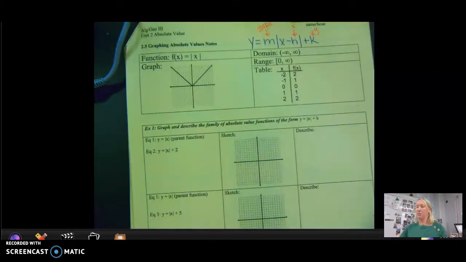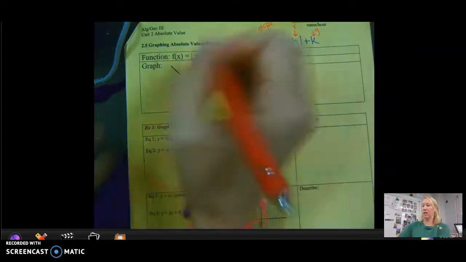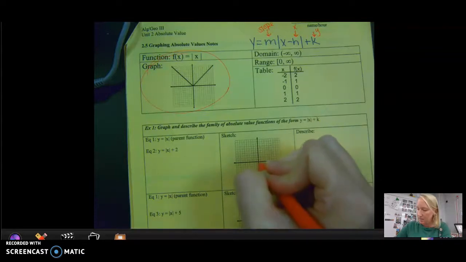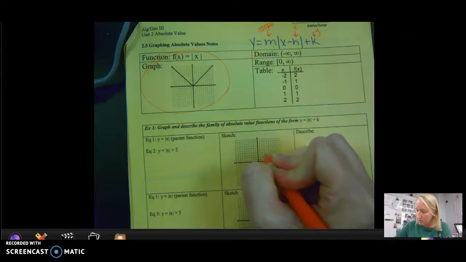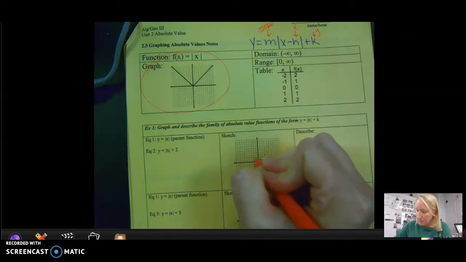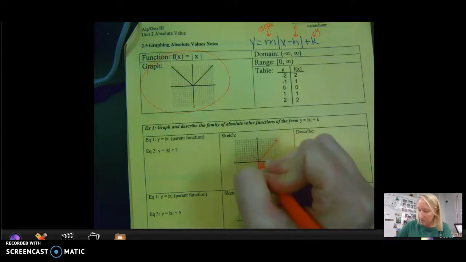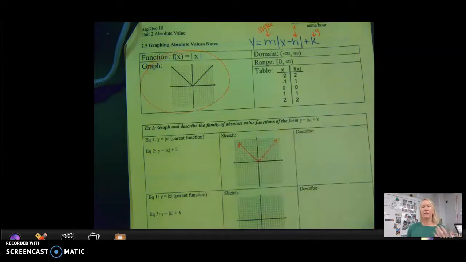Okay? So parent function. A parent function is the original graph. This is a parent function. So it's our original v. So on a parent function, your vertex is at 0, 0, and it has a slope of 1. So I go up 1 over 1, up 1 over 1, and I just mirror image that to hit the other side. So this is what a parent function looks like. We compare everything to our parent function.